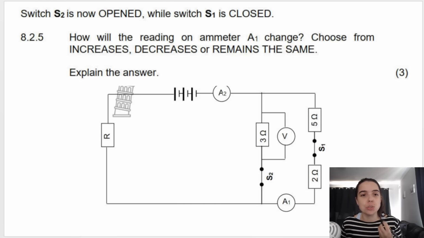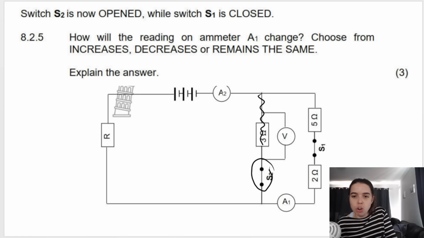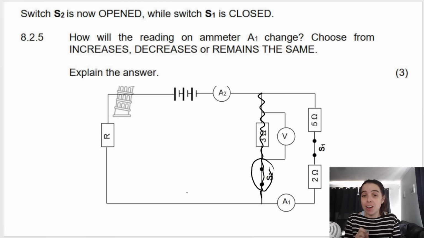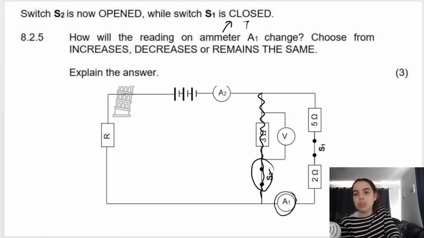So they say that S2, the switch, is opened. So this switch is opened, this branch no longer functions, it's no longer a parallel circuit, it's now a series circuit. S1 is closed. How will the reading on A1 change? Now, A1 is effectively measuring total current. So we are asking you, how will the reading on A1 change? What will happen to total current? What will happen to the current that flows through this part of the circuit?